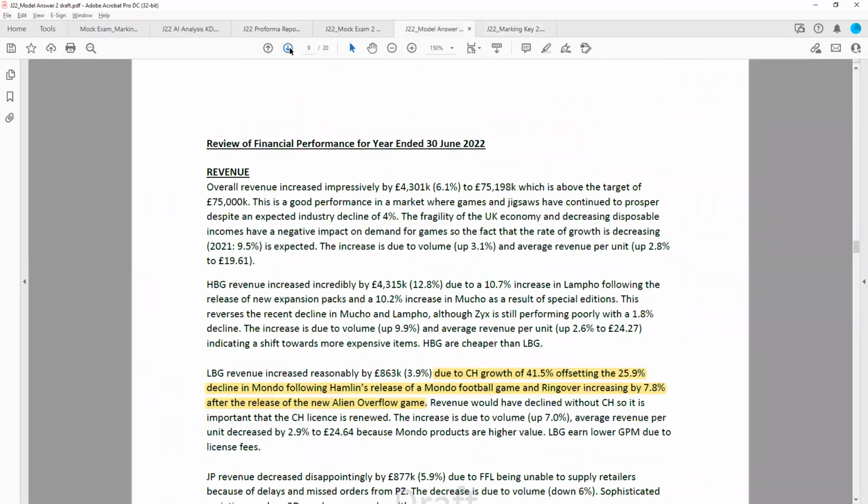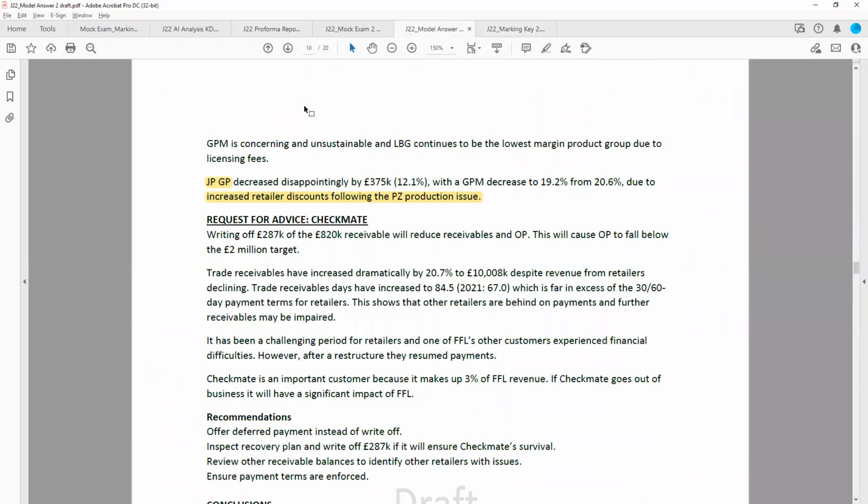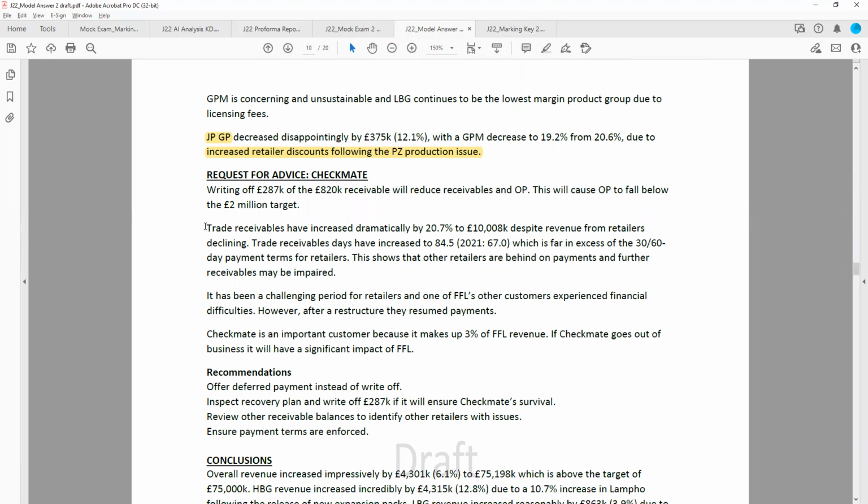So of course, calculate the numbers that you've been asked for, as we've done, and we can explain that, writing off the receivable would reduce receivables and operating profit. This will cause operating profit to fall below the target. Possibly should have said what the revised operating profit would be. That might be useful. But we can see trade receivables have increased significantly despite revenue from retailers declining. And we looked at the receivables days, it's far in excess of the payment terms. And this shows that other retailers are behind on payments, and further receivables may be impaired.